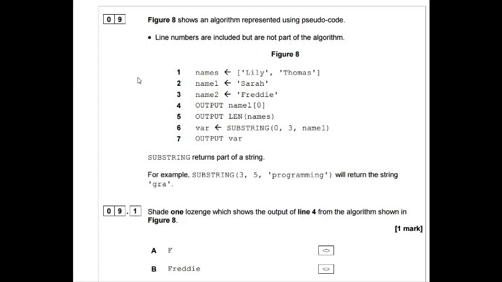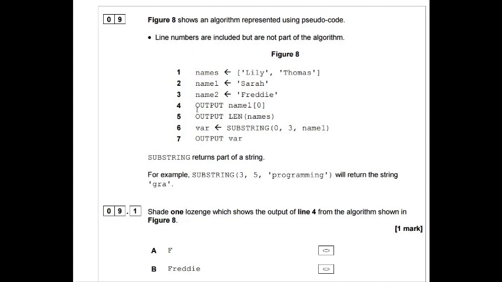So, what we've got here now is line numbers. In figure 8, in pseudocode. Not line 8, sorry. Excuse me. We've got figure 8, which shows an algorithm represented in pseudocode. Substring will return part of the string. So substring 3, 5, and then programming will return the string GRA. So we have to shade one lozenge to show the output for line 4 from the algorithm shown in figure 8.